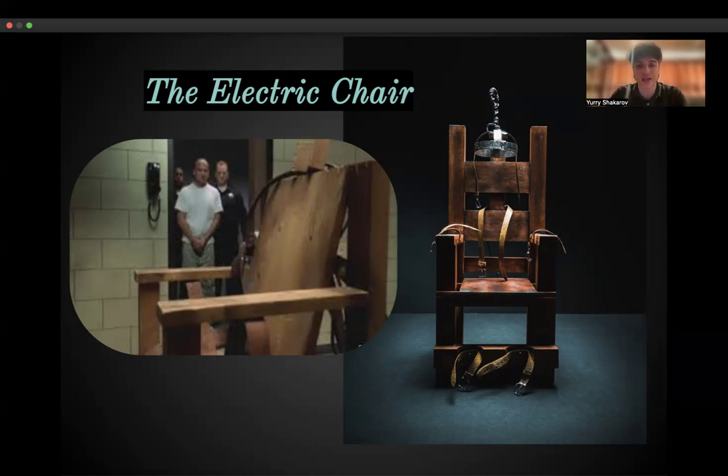The voltage is maintained for several seconds to sustain the current, which disrupts electrical signals to the heart and the brain, leading to cardiac arrest and brain death. The resistance of the body plays a crucial role in the efficiency of the electric chair.